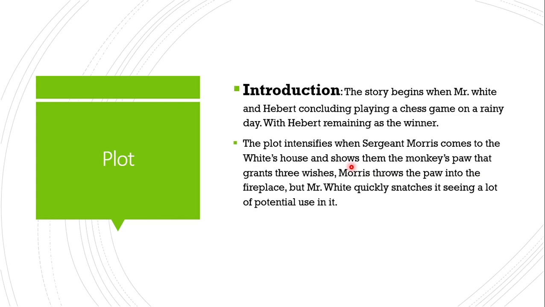So the plot, what is the plot? The introduction, or basically the rising actions of the story. Well, the story begins when Mr. White and Herbert conclude playing a chess game on a rainy day, with Herbert remaining the winner. The plot intensifies when Sergeant Morris comes to the White house and shows them the monkey's paw that grants three wishes. So basically, they're going to have three wishes if they use the paw.